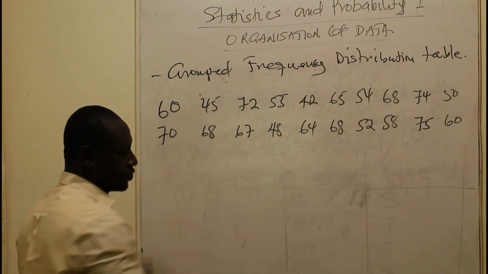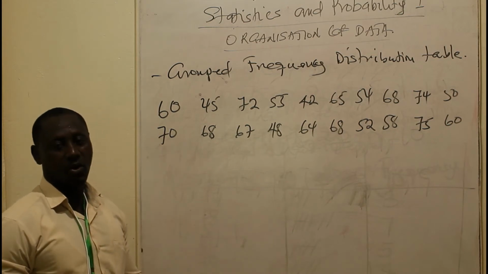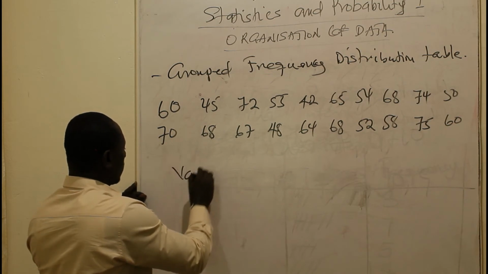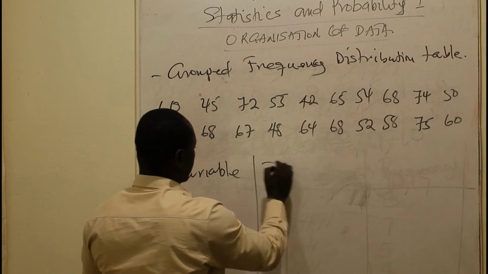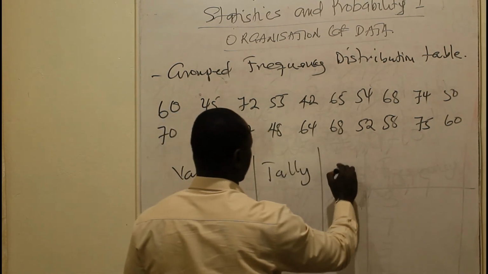So what you need to do is that you are going to get the 3 columns that I told you. The first column talks about the variable column. The next column talks about the tally column. And then the last one talks about the frequency.